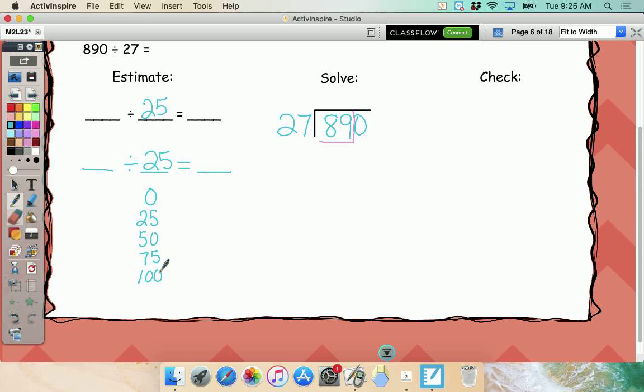Okay, so which number is closest to 89? 75. So 1, 2, 3. You can't count the 0. All right? Okay, so what am I going to try? 27 times 3. If it doesn't work, we'll just cross it out.